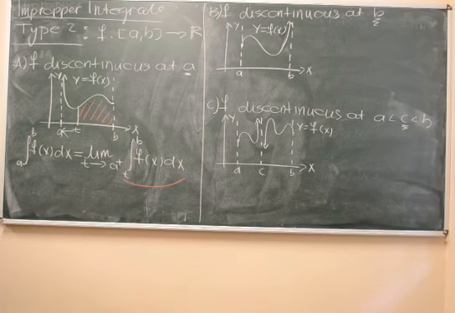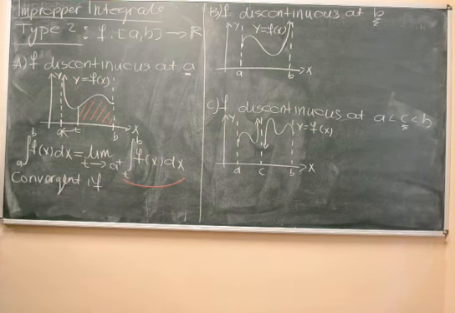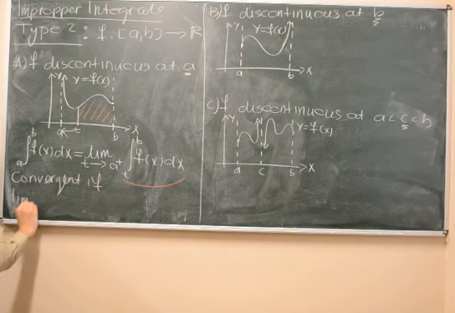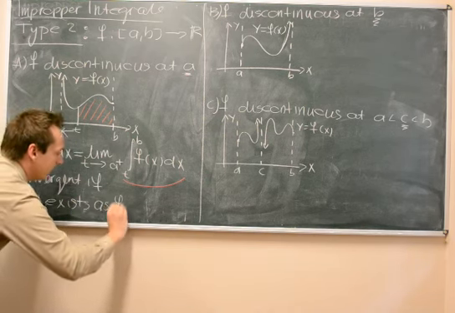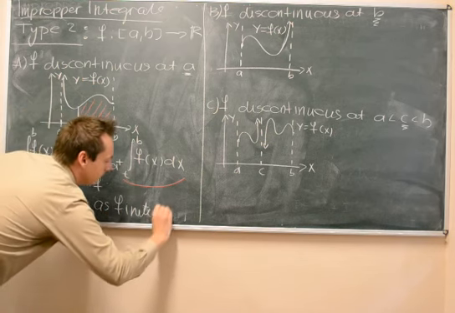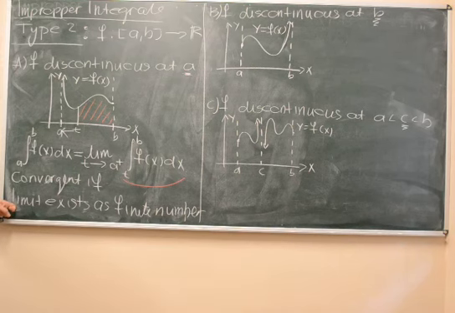So we say that this integral is convergent if that limit exists, again, as a finite number. So if this limit exists as a finite number, then this integral is convergent, and the value of the integral is equal to this limit. And if the integral is not convergent, then we call it divergent.